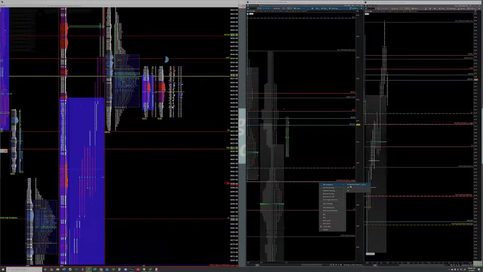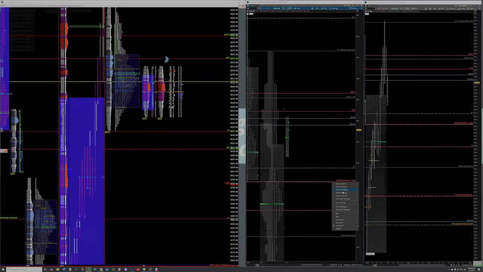Edit properly. I have two here. Let's delete, right? Remove drawing, remove this drawing. I also have here 9% from all-time highs.